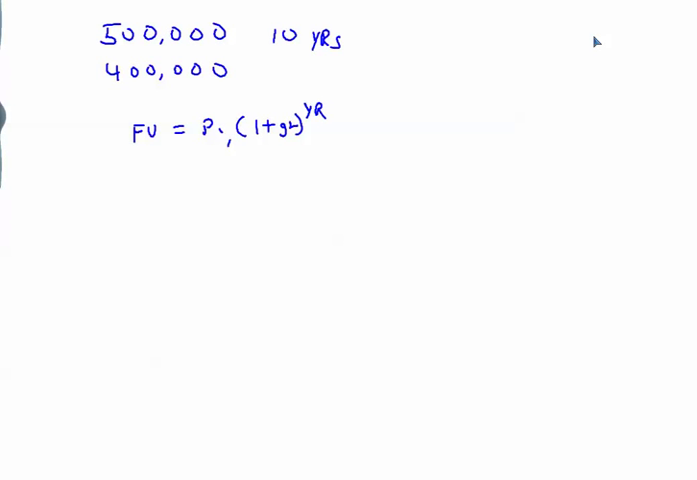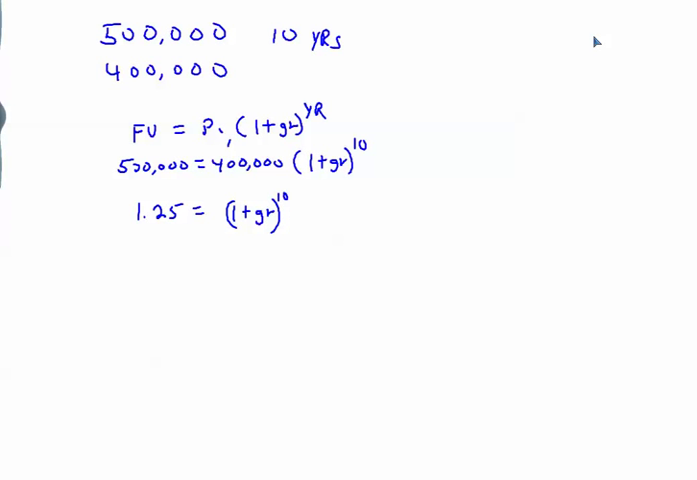And so in this case, the future value is $500,000. The present value is $400,000. The growth rate's the thing we don't know, and we know it's 10 years out. So we just divide both sides by 400,000. I think that's 1.25 equals 1 plus the growth rate raised to the number of years out.